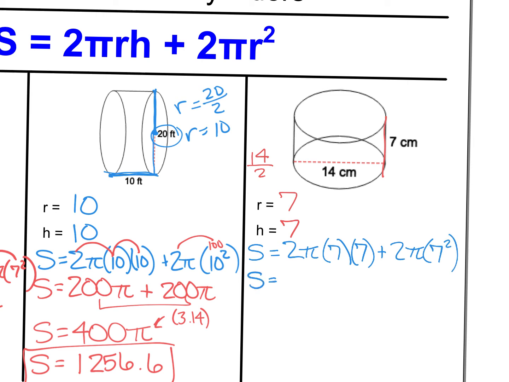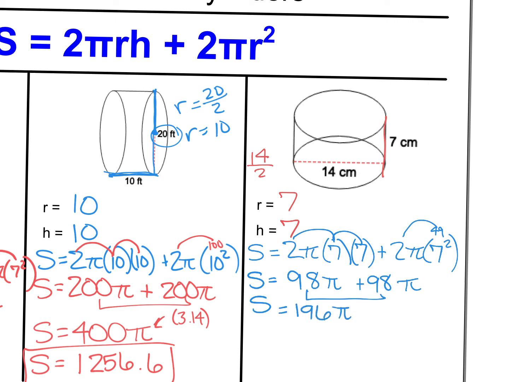All right, so that gives me, 2 times 7 is 14, and then we're going to multiply that by 7, and we're going to get 98 pi. All right, and then 7 squared is 49 times 2 is again 98 pi. So we're going to add these 98s together and carry along the pi. So we have 196 pi, and then we're going to go through and multiply those. So 196 times 3.14 is going to give us roughly 615.7.